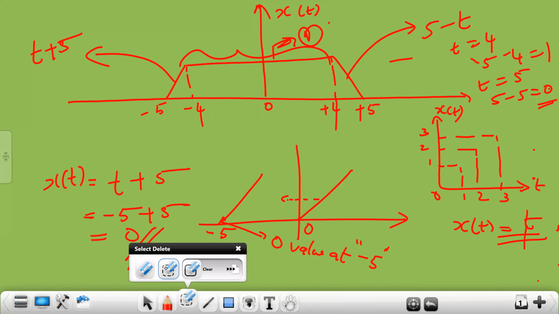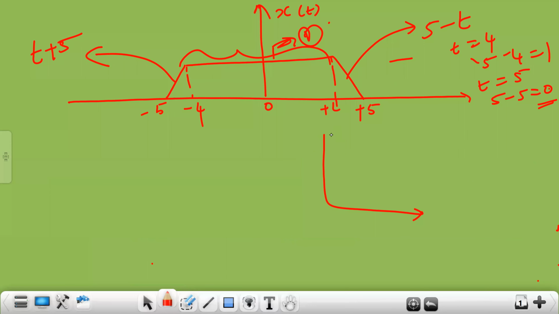Sir, can you explain 5 minus t again? Okay. I will take this part alone. See, this is a negative ramp which is coming downwards and eventually it is becoming 0 at 5. So we have to assume an equation for a ramp. You know that the basic equation for a ramp is t. But this ramp should have a 0 value at 5. So your thought will be going like this: t minus 5. When you put t equal to 5, 5 minus 5 will become 0.